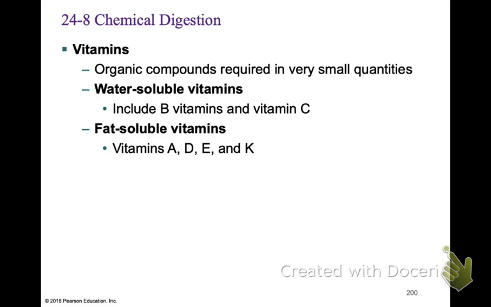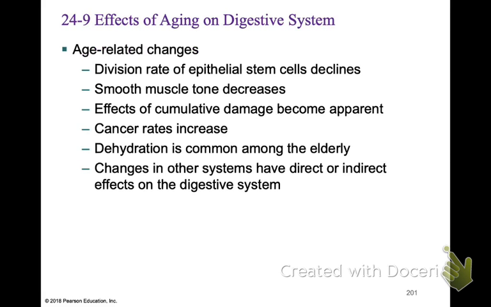Our vitamins, we subdivide into water-soluble and fat-soluble. B's and C are water-soluble. A, D, E, and K are lipid-soluble or fat-soluble. The fat-soluble guys are going to go into the micelles and then into the chylomicrons with lipid. And the water-soluble guys are just going to dissolve in the bloodstream, no problem.